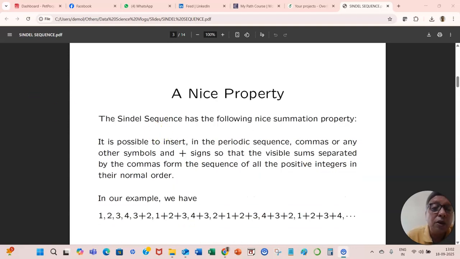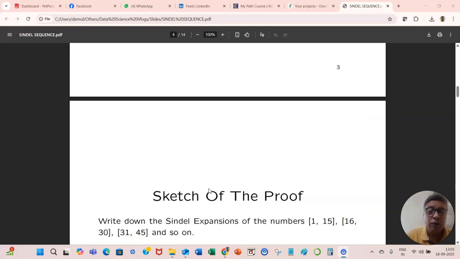A nice property of the Sindel sequence is that it is possible to insert commas or any other symbol and plus signs in the periodic sequence so that the visible sums separated by commas form the sequence of all positive integers in their normal order. So we start with 1, 2, 3, 4, then 5 is the sum of the next two terms, 3 plus 2. 6 is 1 plus 2 plus 3, 7 is 4 plus 3, 8 is 2 plus 1 plus 2 plus 3, 9 is 4 plus 3 plus 2. In this way we can put commas so that the sums form the number sequence starting from 1. That's a very interesting property of the Sindel sequence.